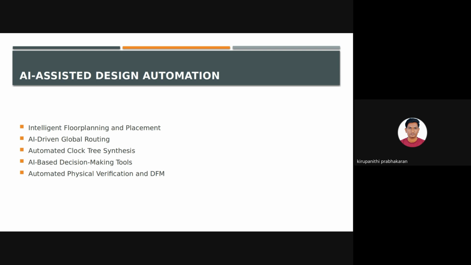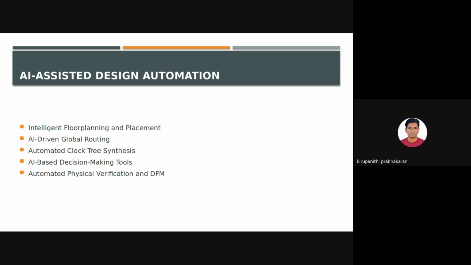Automated clock tree synthesis. The clock tree synthesis is the process of distributing the clock signal uniformly across all components to minimize the skew and ensure the timing accuracy. AI optimizes the process by automating the clock tree synthesis. Clock skew minimization, AI analyzes the chip layouts to design the clock trees that minimize the skews. They adjust the clock tree parameters dynamically to balance the timing, power, and area. AI identifies the strategies to reduce the dynamic and static power consumption in the clock network. This produces high quality clock distribution networks with minimal manual intervention.